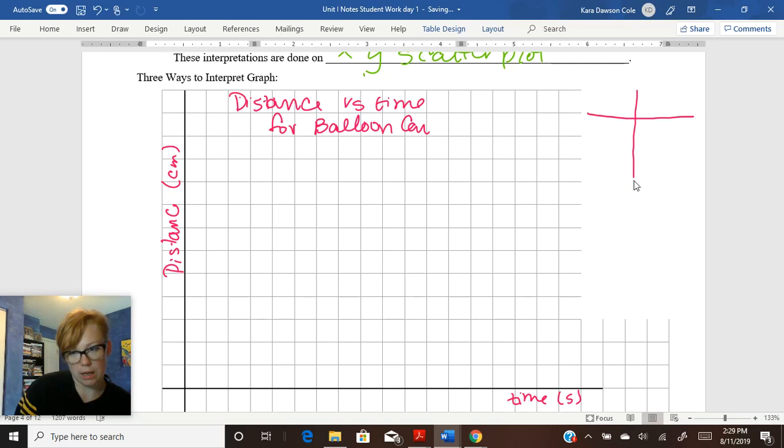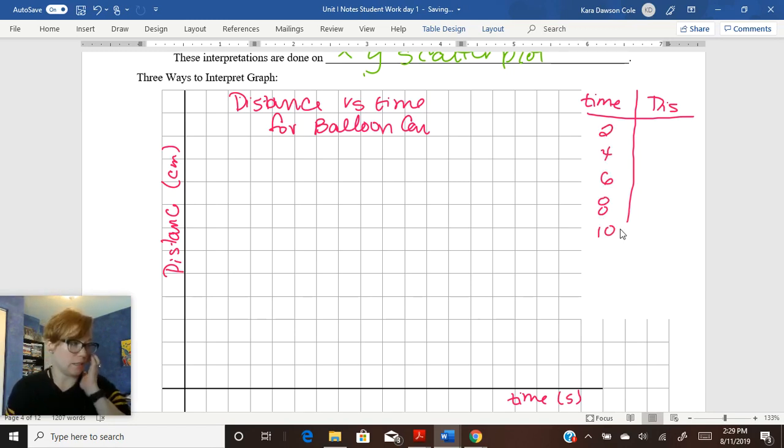So let's say that I have time, and I have a data table, and I have distance. And let's say that my time is every 2 seconds. So then at 2 seconds, it was 2.2 centimeters. And then at 4 seconds, it was 3.5 centimeters. And then at 6 seconds, it was 5.9 centimeters, and then I had 6.2 centimeters, and then 7 centimeters.